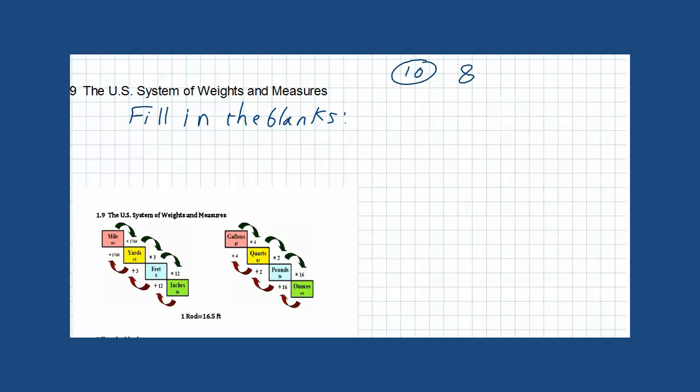A final example: change 8 pounds 2 ounces to ounces. We have 2 ounces already. We want to change the pounds to ounces. To do that, we must multiply by 16. 8 times 16 is equal to 128. Add this number to 2. So we have 130 ounces.